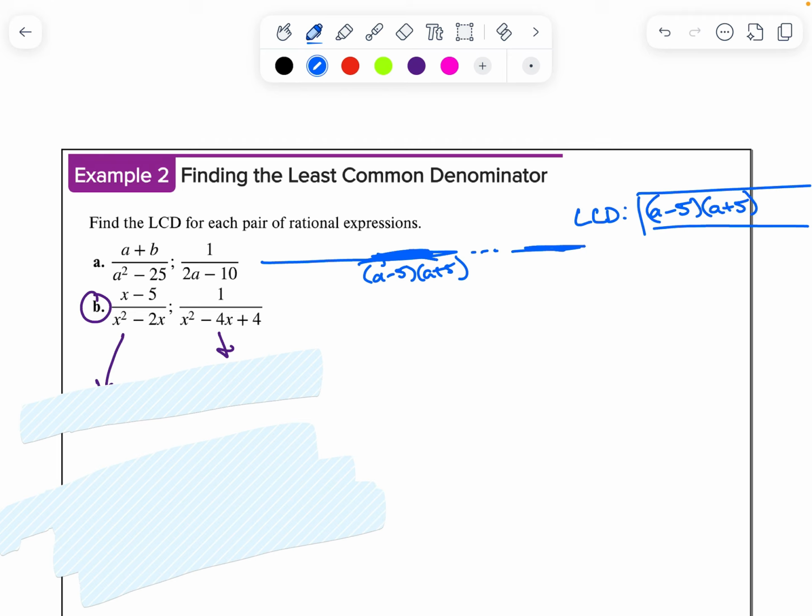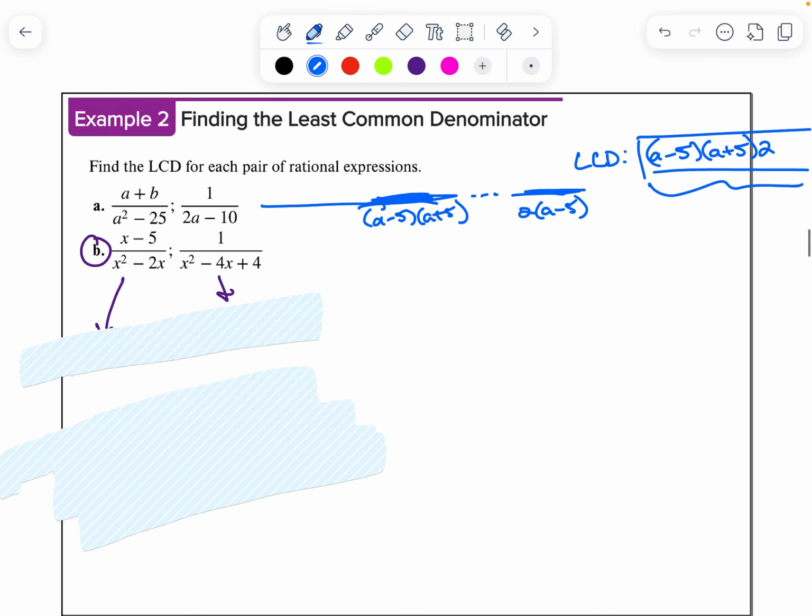The second fraction there is 2, a minus 5, when I factor it. So I know I need a 2, and I know I need a minus 5, which is already in the box. I don't need another. So my least common denominator is all of those things together, 2, a minus 5, and a plus 5. We're not going to distribute those, and you'll see why in a second. We're going to need each of those pieces. Try the second one. I'm going to show you what I did in about 3 seconds.